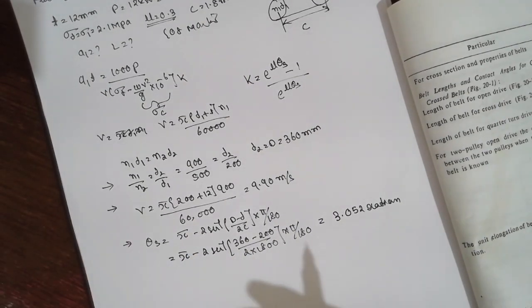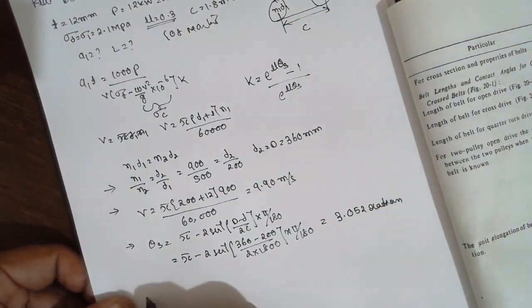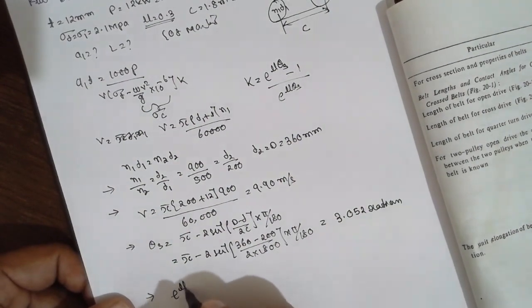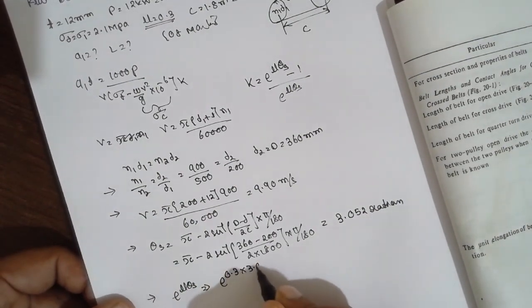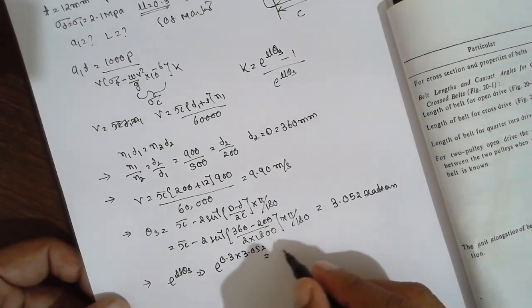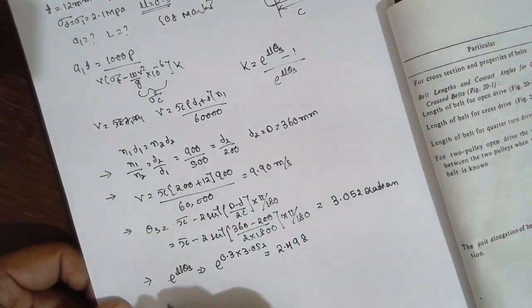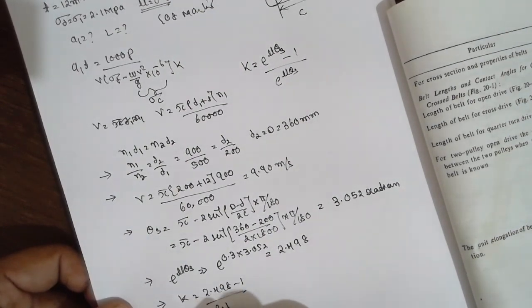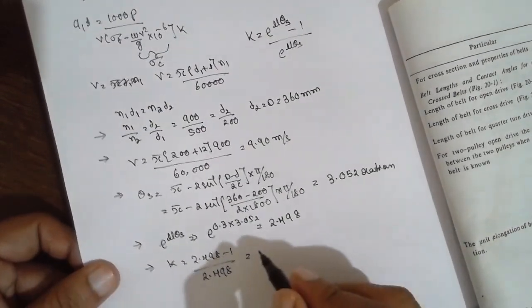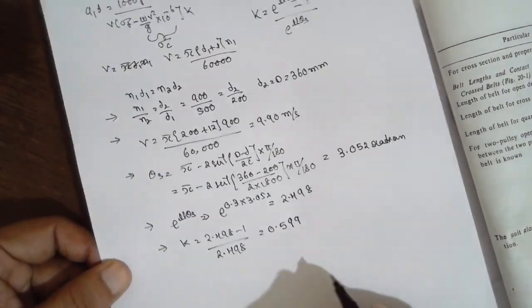Simultaneously they have asked for finding the length also. We will go to that later. First we are finding the width. Once you know this, substitute here in this formula: e raised to mu theta s, e raised to 0.3 into 3.052. The answer will be 2.498. Once you know this, substitute here: K is equal to 2.498 minus 1 divided by 2.498. The answer will be 0.599.